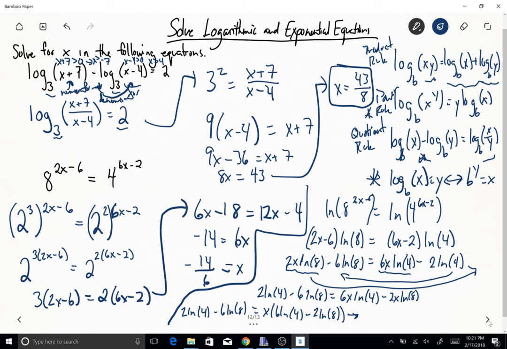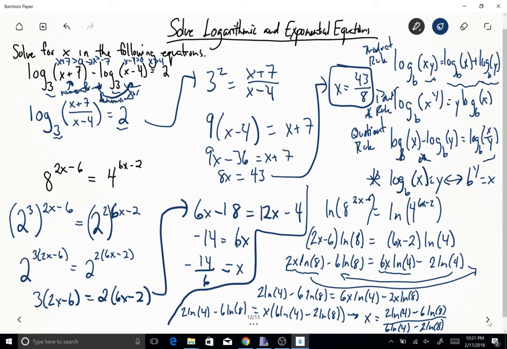So where does this thing go? You could solve for x. Divide both sides by what that junk is on the one side, on the right hand side. So we're left with 2 natural log of 4 minus 6 natural log of 8 all over 6 natural log of 4 minus 2 natural log of 8.